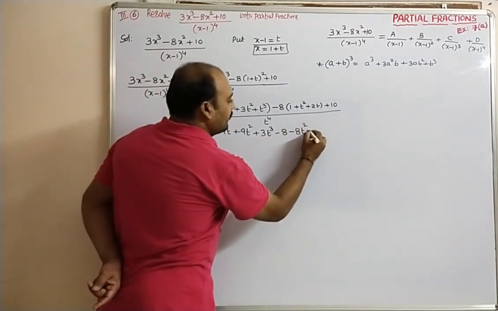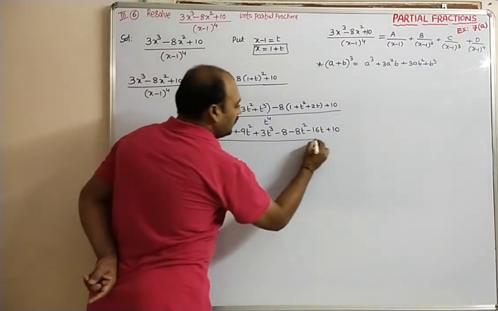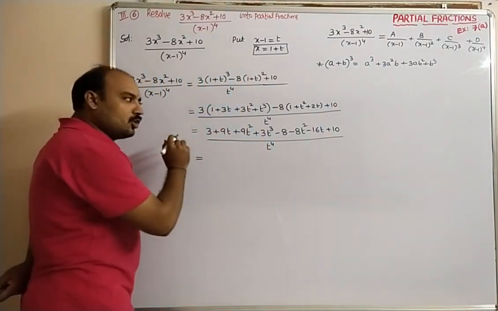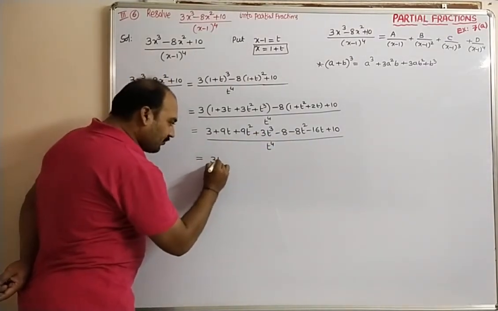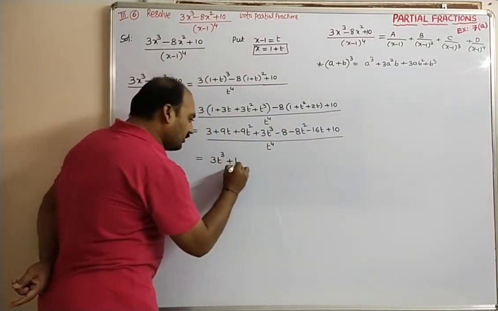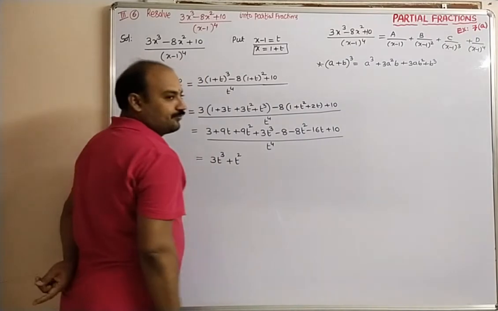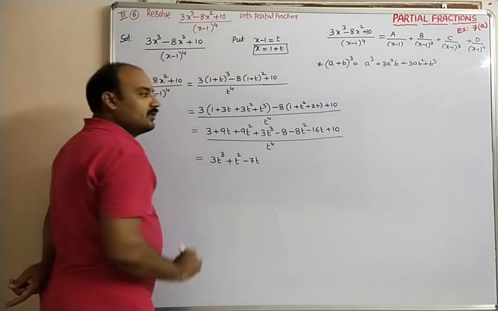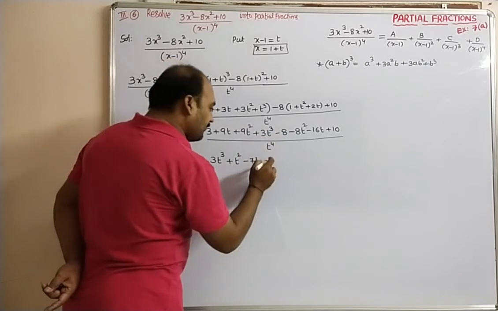8t square minus 16t plus 10 divided by t power 4, which is equal to, the numerator we have to simplify. First the t cube term, 3t cube. Next the t square term, 9t square minus 8t square, that is t square. Next the t term, 9t minus 16t, so minus 7t. Next 10 plus 3 is 13, 13 minus 8 is 5.